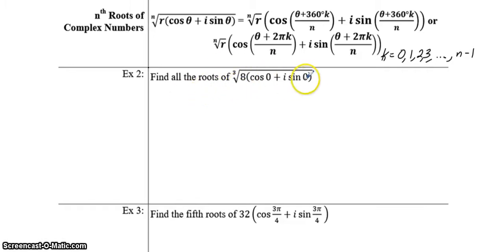Well, that's just 8. So let's find these roots using this formula, and we should get what we got with the sum, or the difference of two cubes, because we're taking the cube root of the same number. So the cube root of 8, that's the new r. Now for the three different thetas.